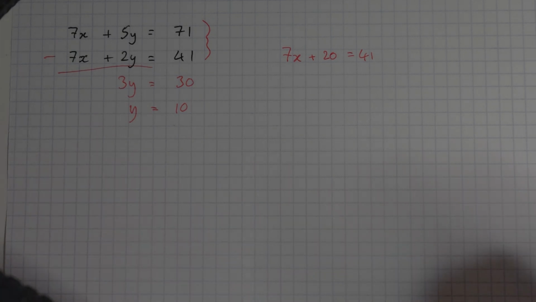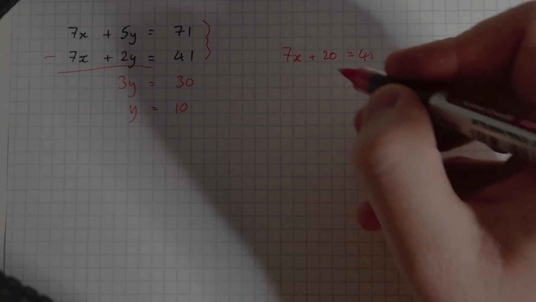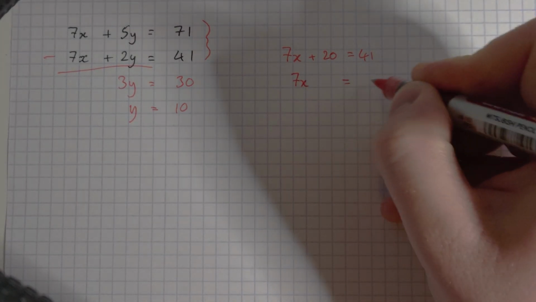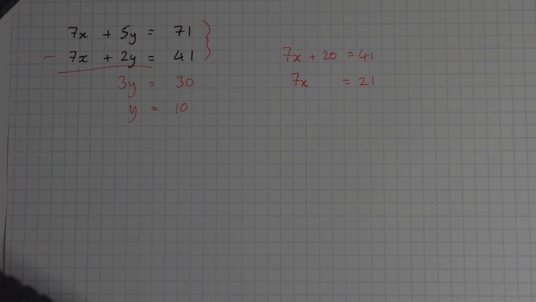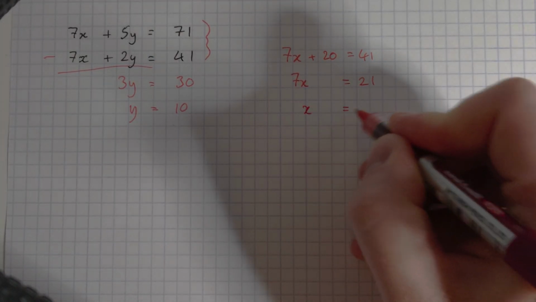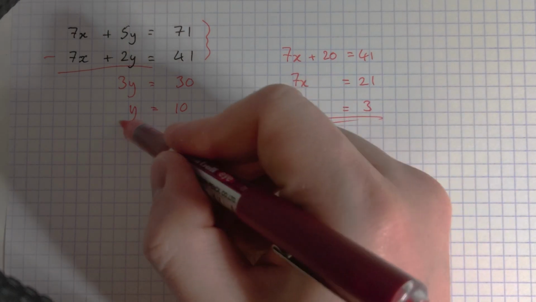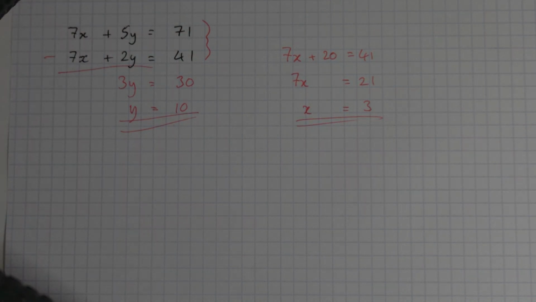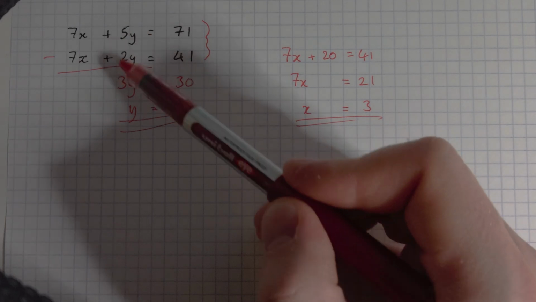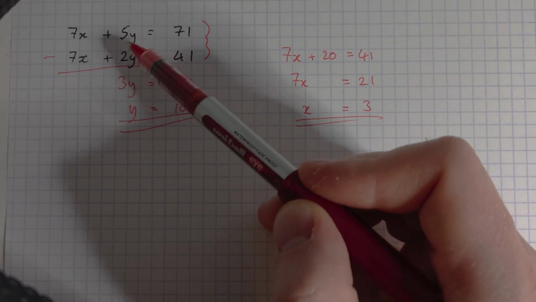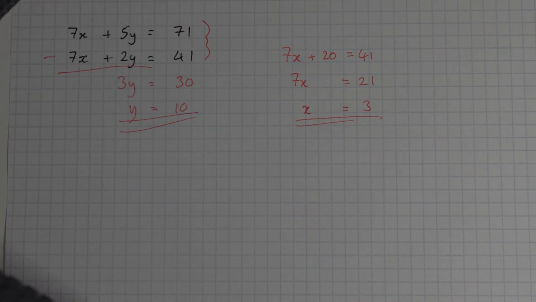So I've still got this little equation to solve. Let's take 20 away from both sides. So 7x is 21. And now divide both sides by 7. So x is 3, and they are my answers. X is 3, y is 10. And once again, we did it by considering the difference. The reason I've done this example is to show you it's not always the second term that disappears and becomes 0. It might be the first one that becomes 0.